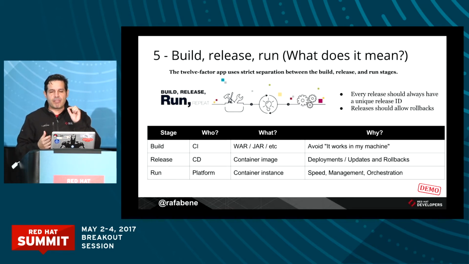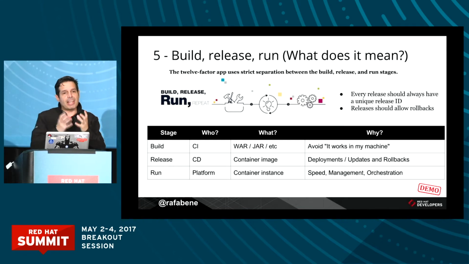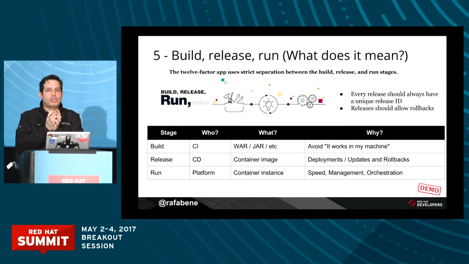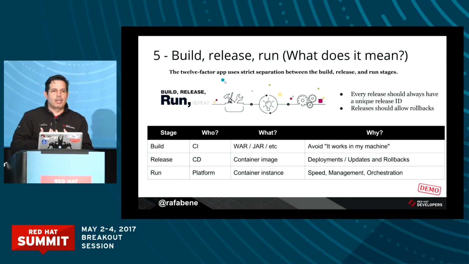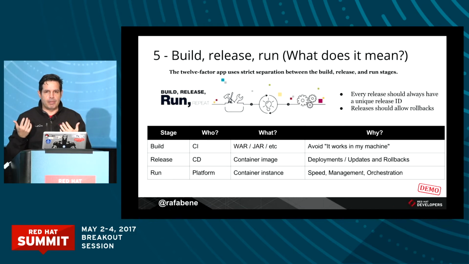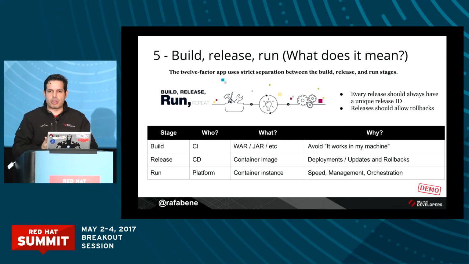And something very important, every release should always have a unique ID. And with containers, that's true, because when we are releasing an image, every container image has its own hash code, okay? So we can use that hash code as an identifier of a release. And finally, once we have a container image, what's the next step? We will run the application on a platform that's capable of running containers and orchestrating containers as well. Because we want speed, management, orchestration, and what I will do now is execute build, release, and run of this application inside OpenShift.